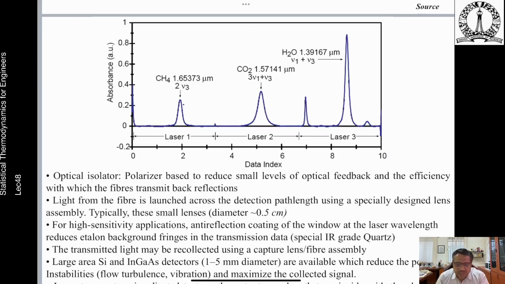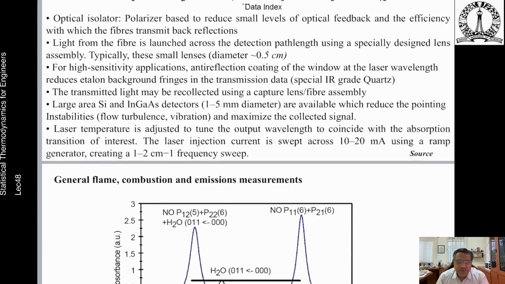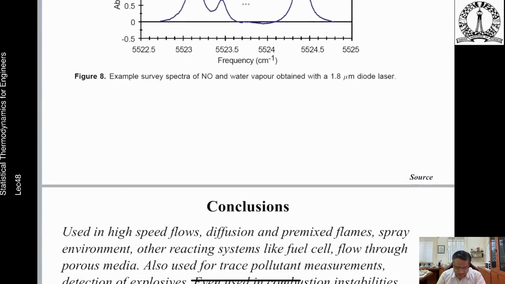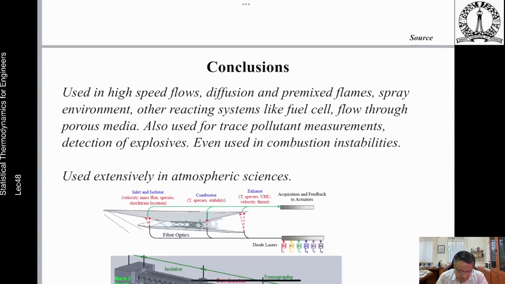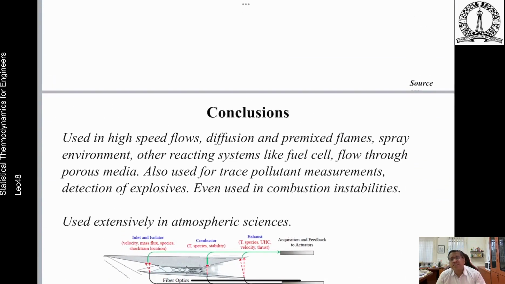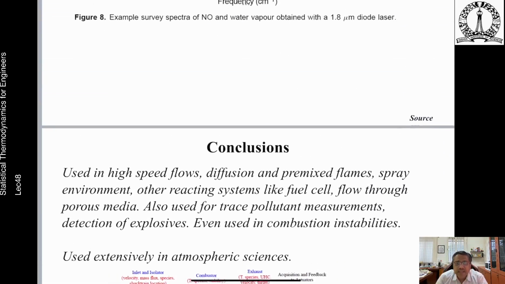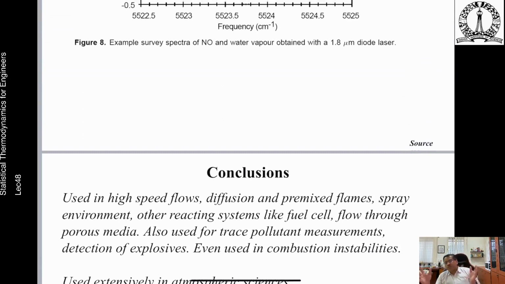These kinds of measurements can be performed, and there are also other kinds of measurements, like flame and combustion emission measurements. This is used in high-speed flows, diffusion and premix flames, spray environments, reacting systems like fuel cells, flow through porous media, also trace pollutant measurements and detection of explosives in airports. It is even used in combustion instabilities, and extensively in atmospheric sciences. All these things are done through absorption spectroscopy, which is rather easy.